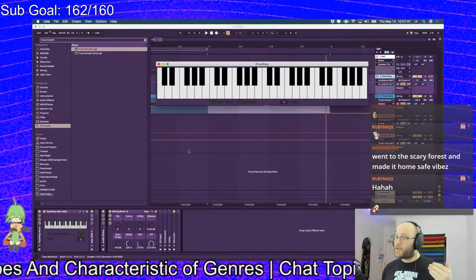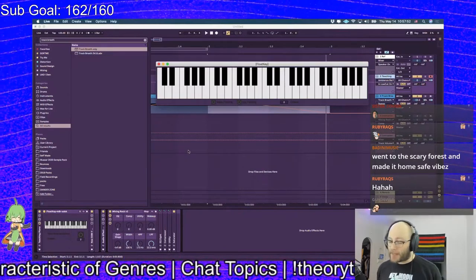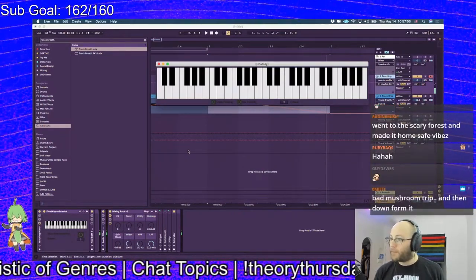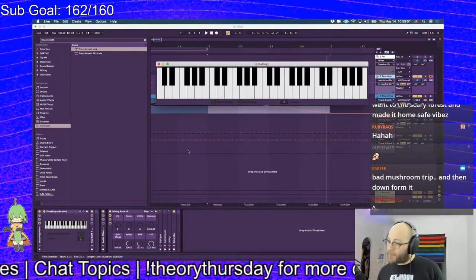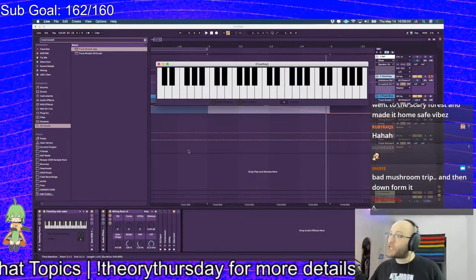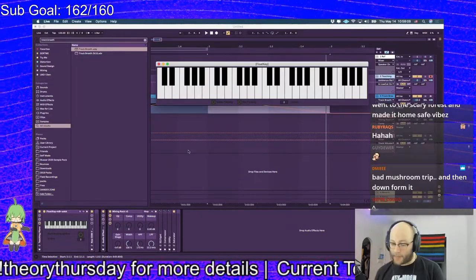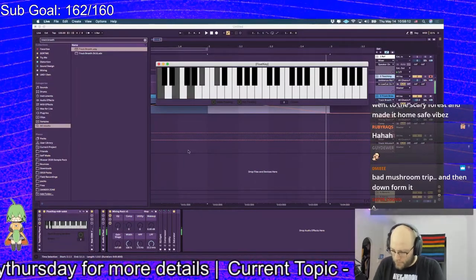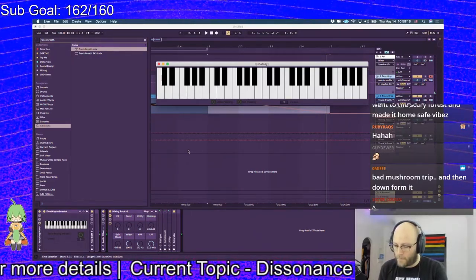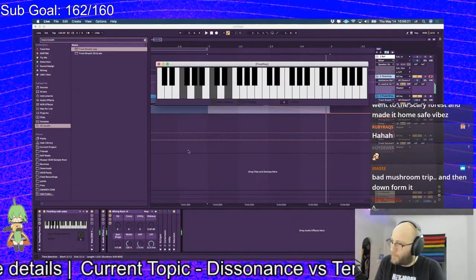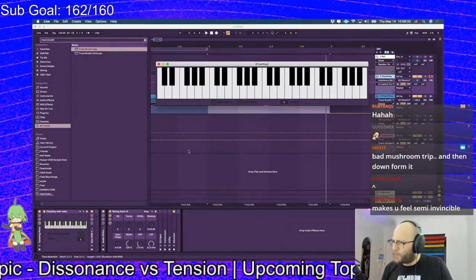So the more dissonant an interval is, whether played harmonically at the same time or melodically, it sounds like a mistake. It sounds like we did something we didn't intend to. But if we have it as part of a greater idea, it just feels nice. It feels good. So hopefully that helps a little bit, sister cousin.